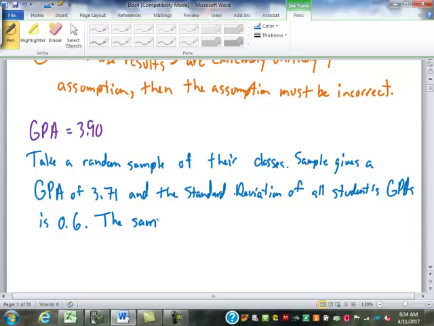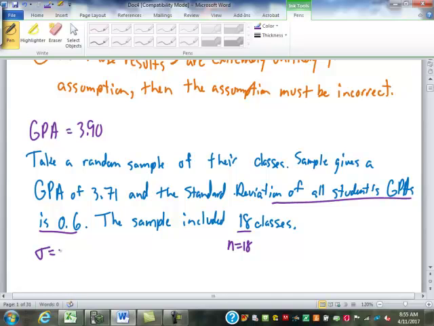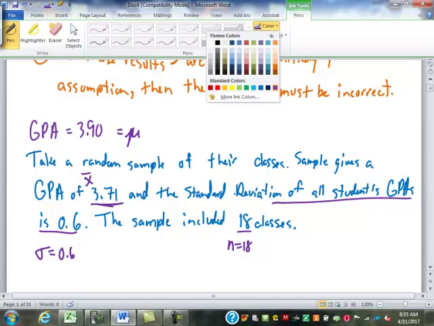We'll say the sample included 18 classes. So we took a random sample of 18 classes. That's saying n equals 18 here. Since all students' GPA standard deviation was 0.06, that is the population standard deviation, that's sigma. This here is x bar, my sample mean. That's going to be mu.